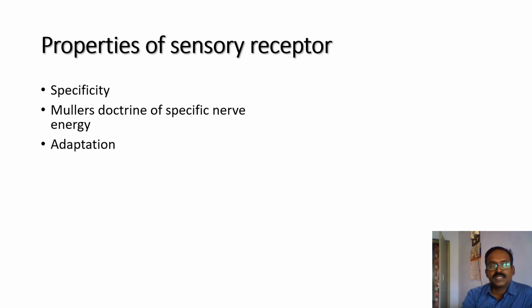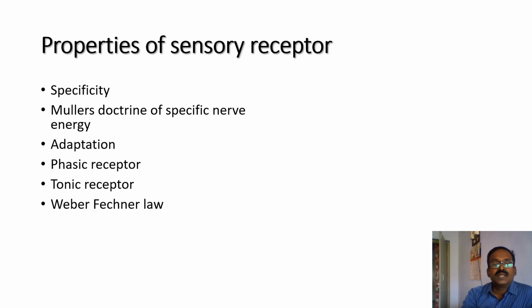The next property of the sensory receptor is adaptation. When you stimulate the sensory receptor continuously with a constant strength, the response of the receptor continuously declines. That is adaptation. Depending on the adaptation time, there are two types. Phasic receptors adapt very fast, for example touch receptors. Tonic receptors, such as pain receptors and hold receptors, adapt very slowly.